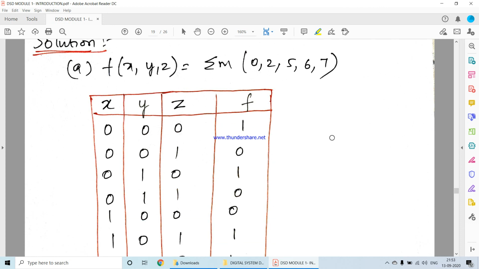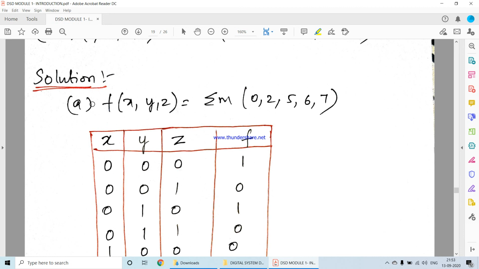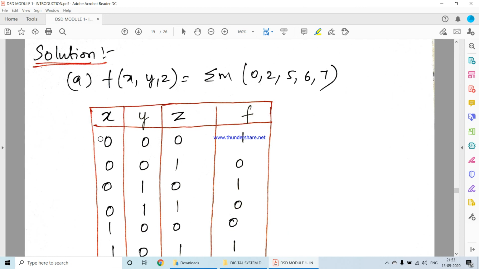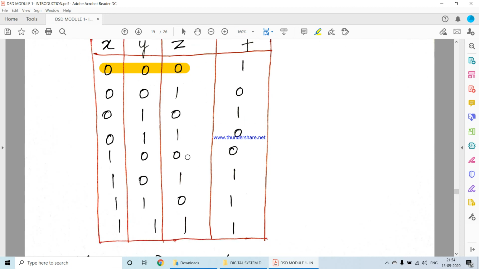Now here we'll look into the truth table. First of all, we have 3 variables here. Once I have 3 variables, I will have 8 terms, from 0 0 0 to 1 1 1. 2 power 3 is 8. Therefore from 0 0 0 till 1 1 1, we'll write all the entries.